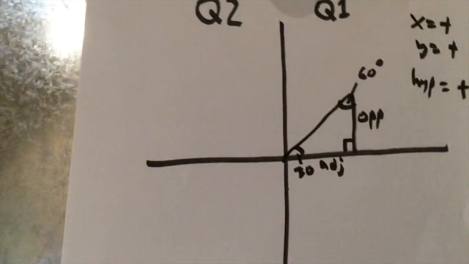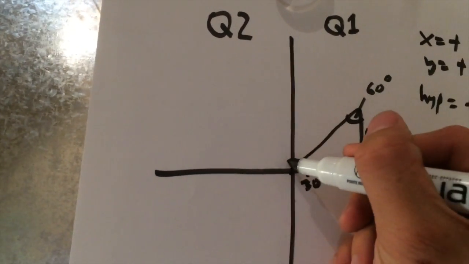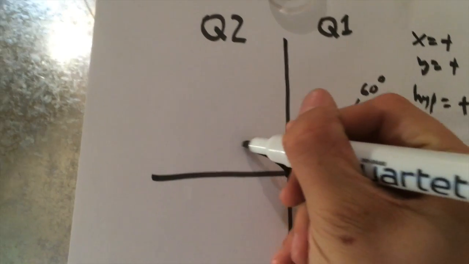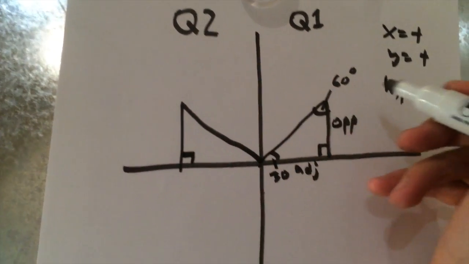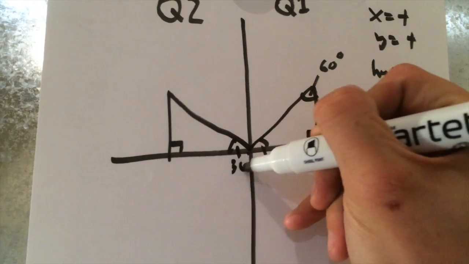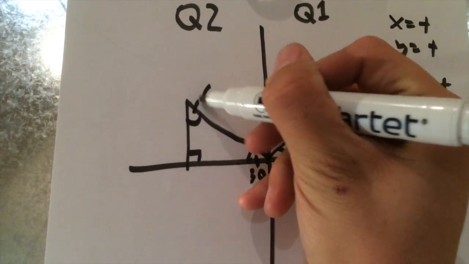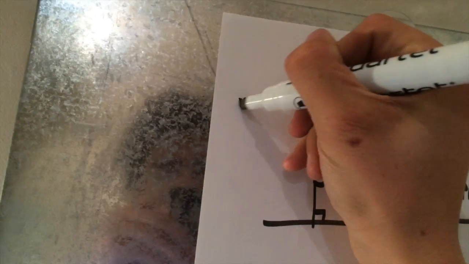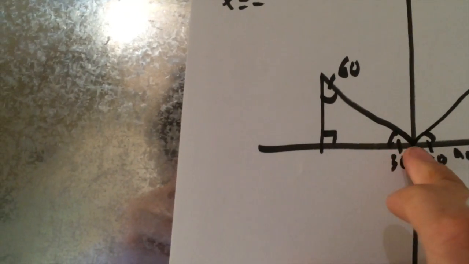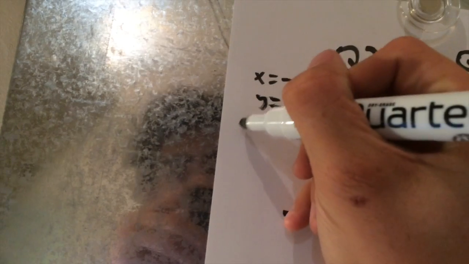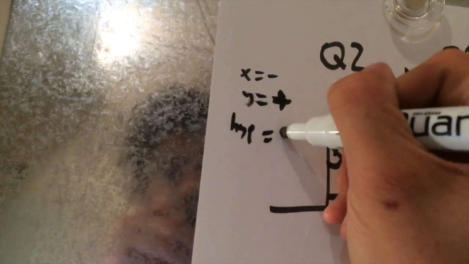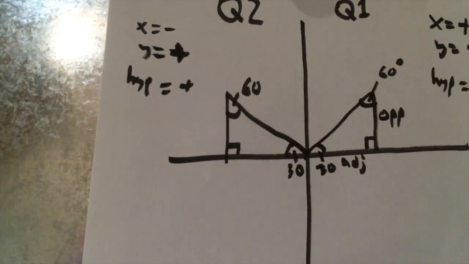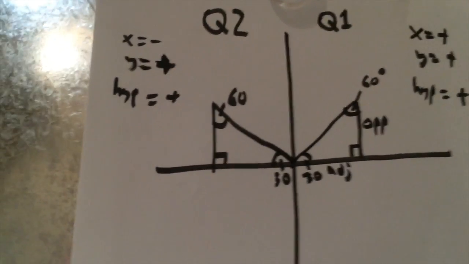And so if you look at the second quadrant and you make a 30, 60, 90, you realize that the x is negative. It's going in the negative direction. However, the y is still positive, and the hypotenuse is positive, it's always positive.